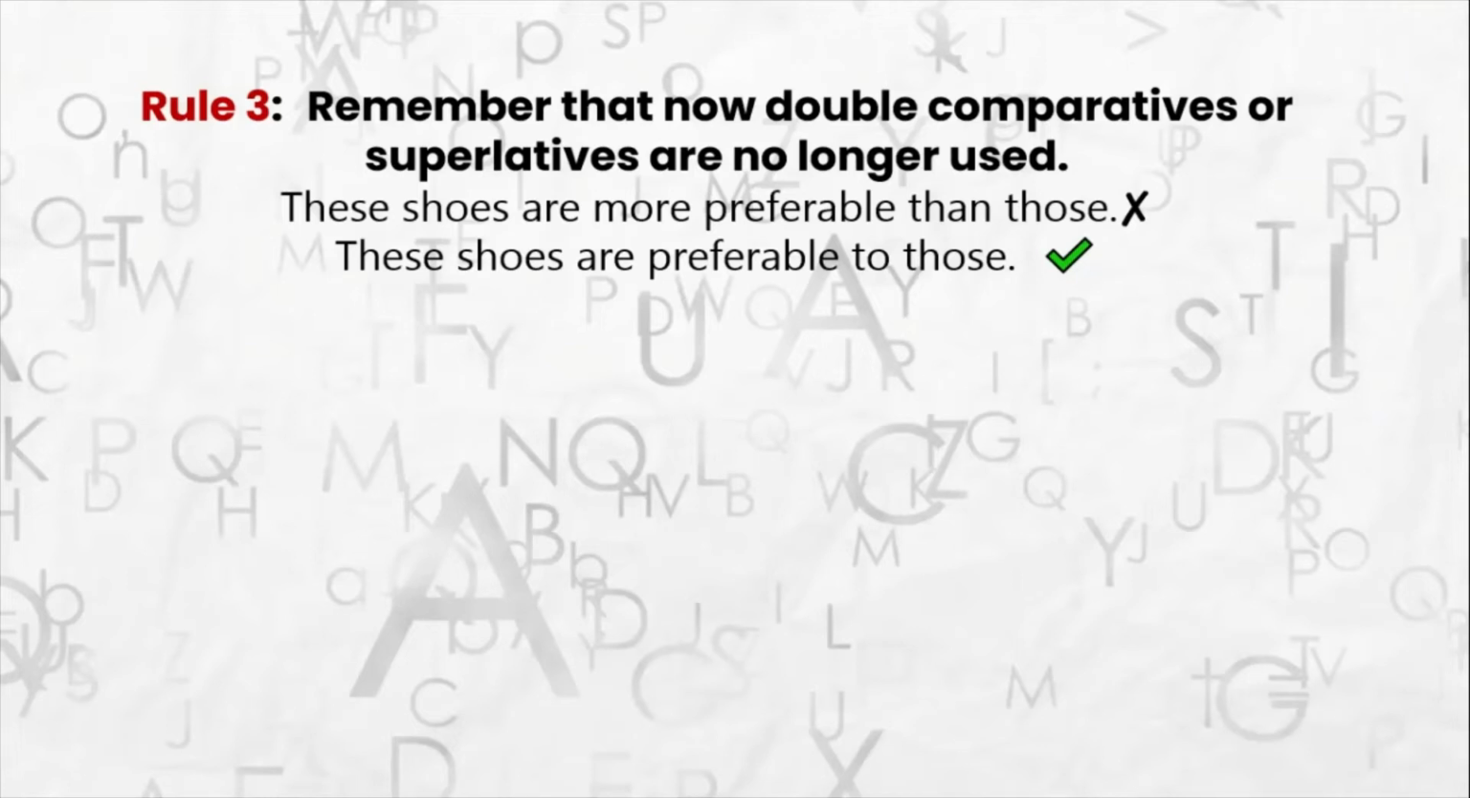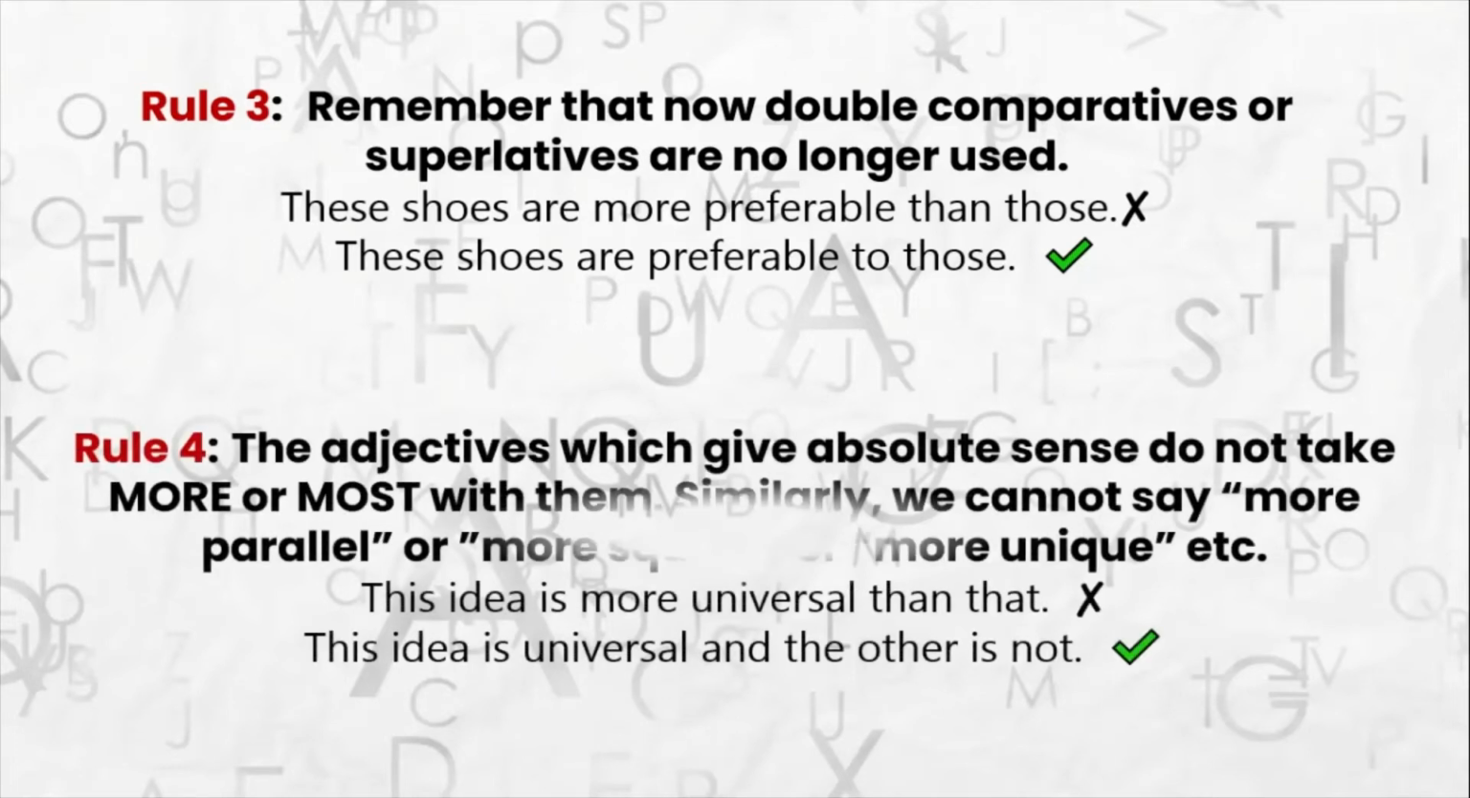So what will be considered correct? These shoes are preferable to those. So there is no need to say more. There is no need to use two words for comparing or two words for expressing the superlative degree. So this is rule number 3 for you. Coming to rule number 4.